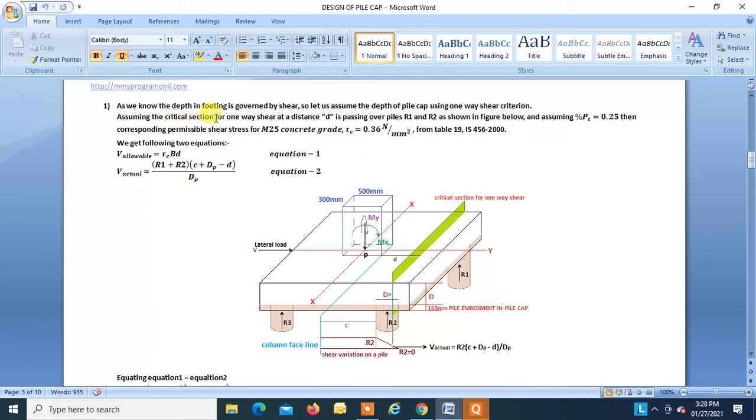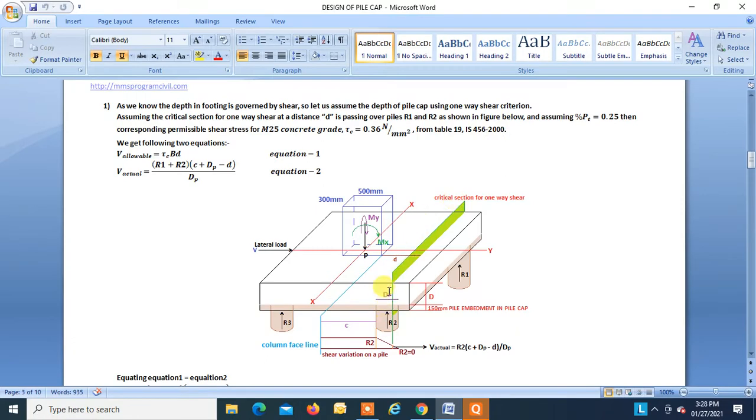Assuming the critical section for one-way shear at a distance d, which is assumed to be passing over piles R1 and R2 as shown in the figure below. This is pile 1 and pile 2, and these are the reactions R1 and R2. Assuming the percentage of tensile steel equal to 0.25, the corresponding permissible shear stress for M25 grade concrete, that is tau c, is equal to 0.36 Newton per mm square from Table 19, IS 456:2000.